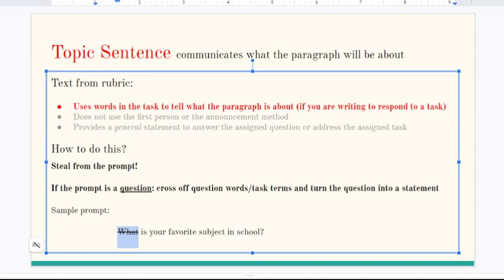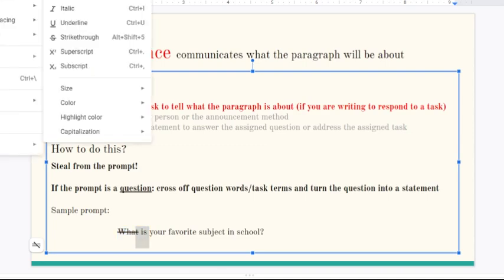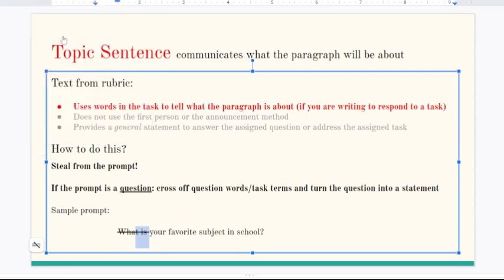After I cross off this question word, what? That doesn't work, right? Is your favorite subject in school does not make sense. So I think the is really goes with the what. So I'm going to try crossing that off too. And then we'll see what we're left with. We're left with your favorite subject in school.